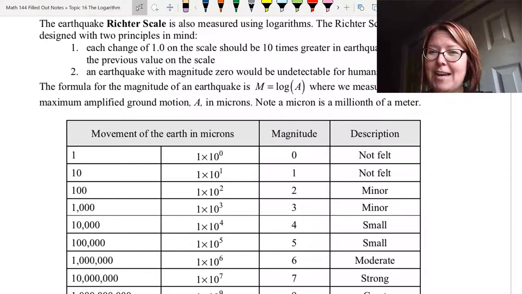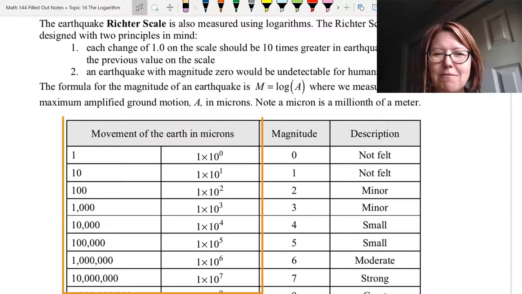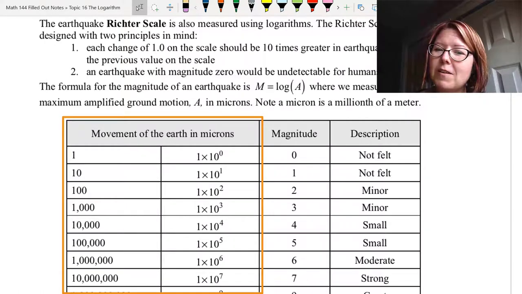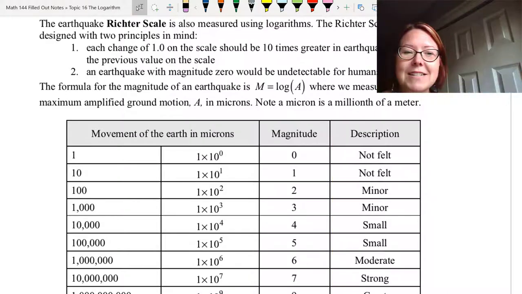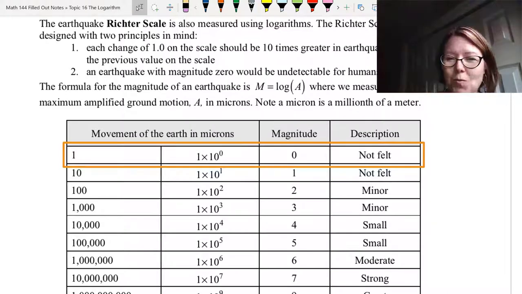Again, I've made a little table of values to give you some sense of what this scale actually means. In the first two columns, we have the movement of the Earth in microns, either as a whole number or in scientific notation. The third column is the magnitude of the earthquake, and the fourth column is the description of it. So for example, a magnitude 1, or 1 times 10 to the 0, is a magnitude of 0 on the Richter scale, and it's not felt.